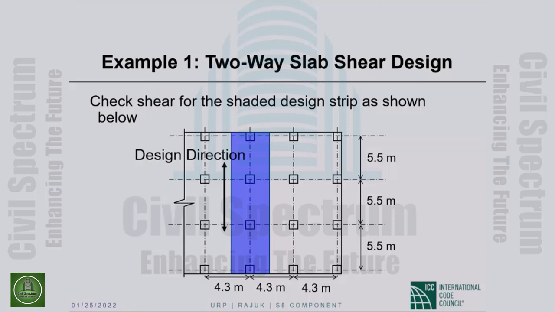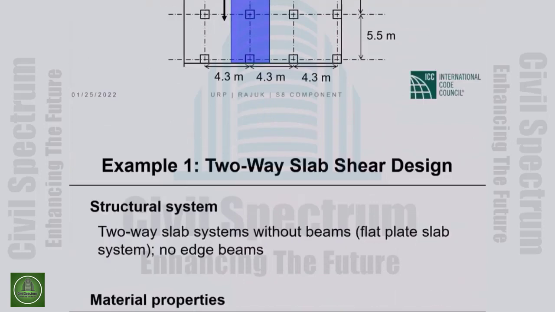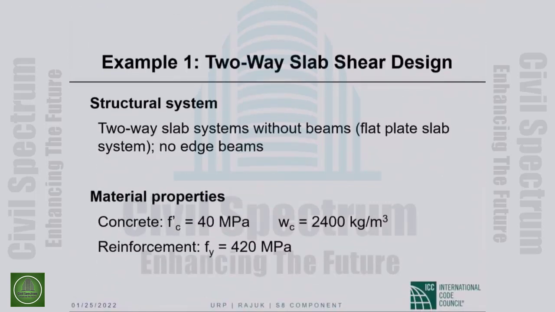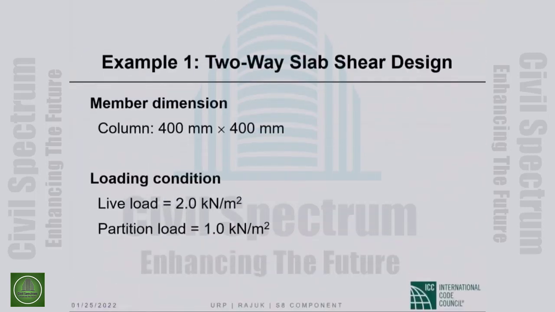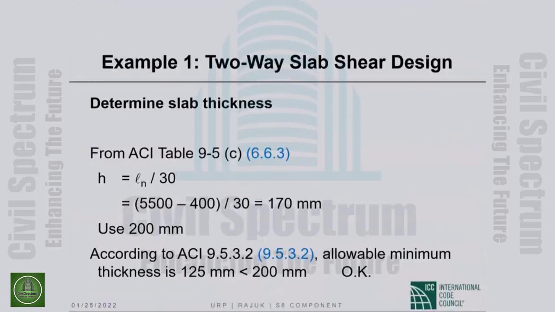Okay, so with that, the same slab system as yesterday, 5.5 meters in one direction at the spans, 4.3 meters in the orthogonal direction. We are designing the strip in blue centered on an interior column line. The problem description is the same as yesterday: two-way slab system without beams, no edge beams, concrete strength 40 MPa, reinforcement 420, the unit weight of concrete 2400 kilograms per cubic meter. Columns are 400 by 400 millimeters, live load 2 kilonewton per square meter, that is reducible, and partition load 1 kilonewton per square meter, which is not reducible.